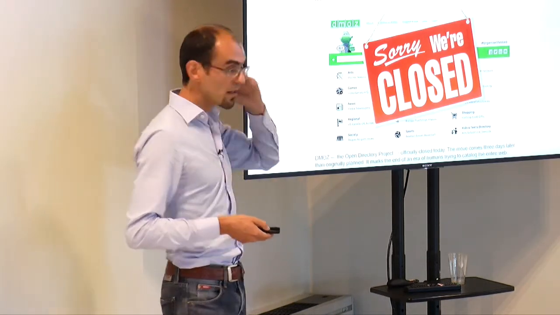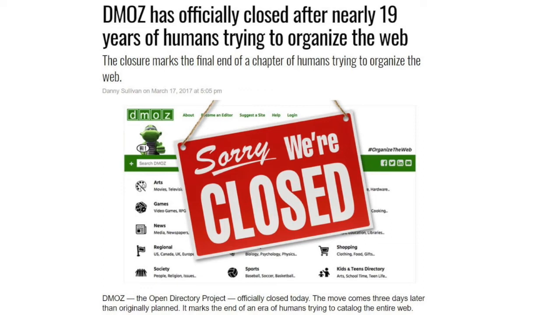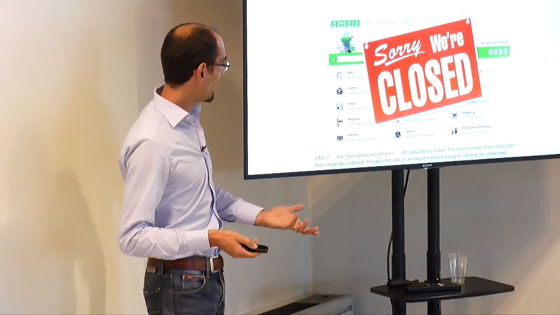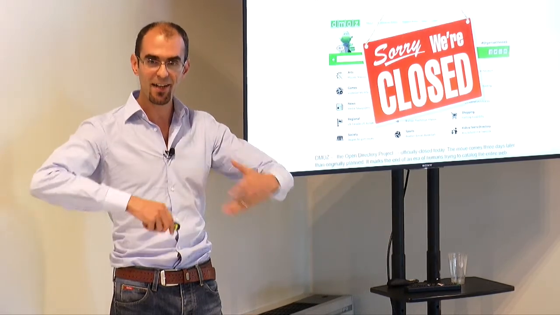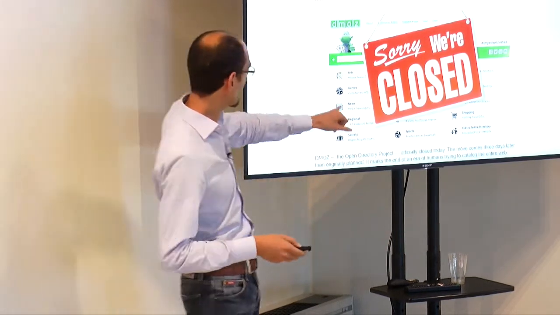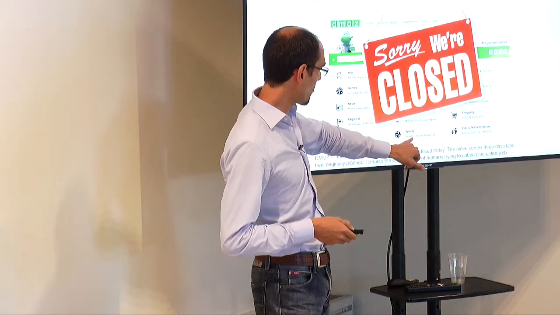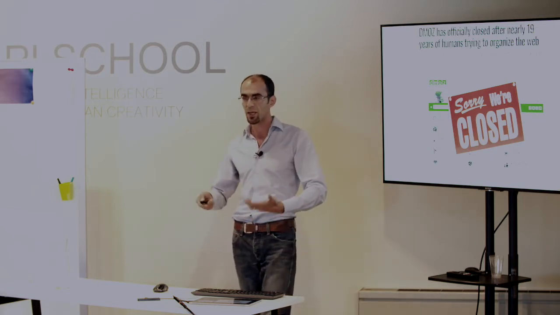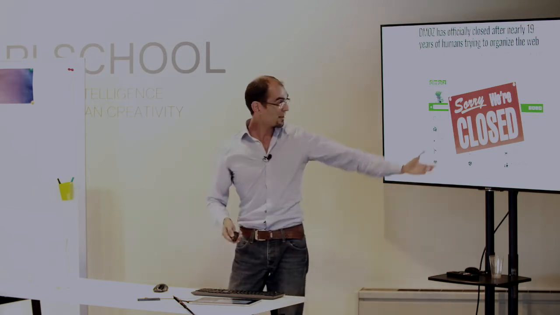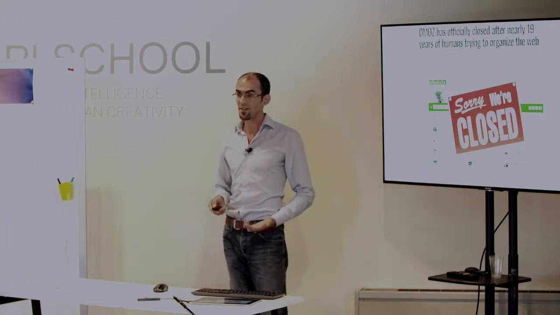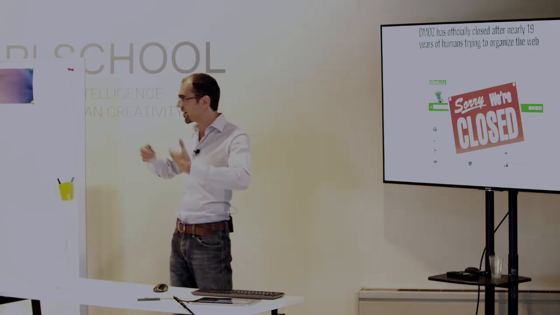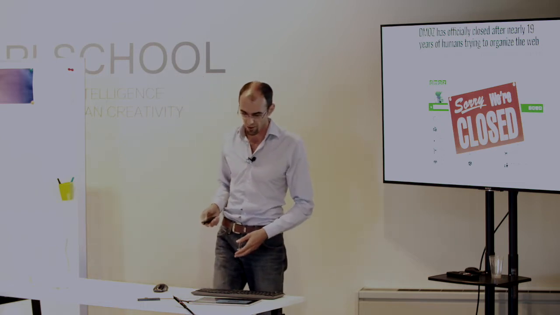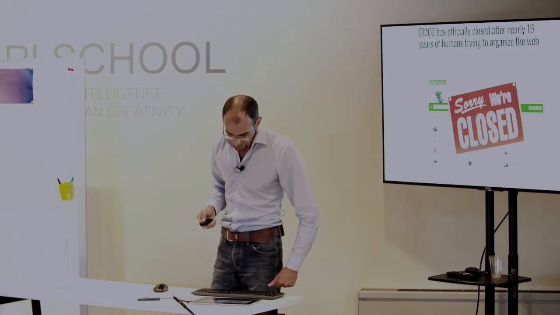This is the DMOZ. It was a project that was started in the late 1990s. It was a kind of open directory for the internet. Maybe some of you remember that. They meant to map the entire internet and have an index to it. So you had games, you had sports, you could go into baseball, and then you had different baseball websites, and everything was meant to be curated, a bit like Wikipedia. And in 2017, they gave up because the internet had grown so big that it wasn't feasible to do that anymore.